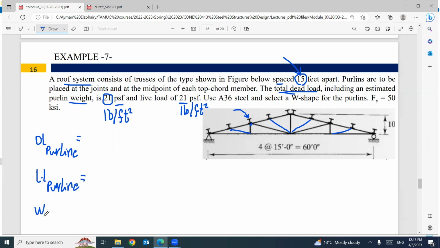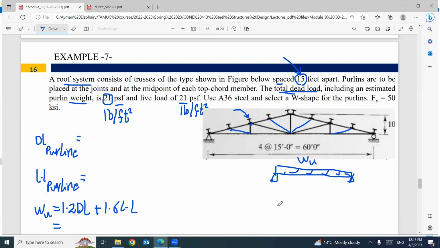Then I can figure out the W ultimate, which is 1.2 for the dead load on the purlin plus 1.6 times live load on each purlin. This is the idea. And keep in your mind, your purlin will be a simply supported beam under the effect of uniform distributed load. How much? W ultimate. Then I can figure out the moment, which is WL squared divided by 8, the highest value of this parabola, WL squared divided by 8.